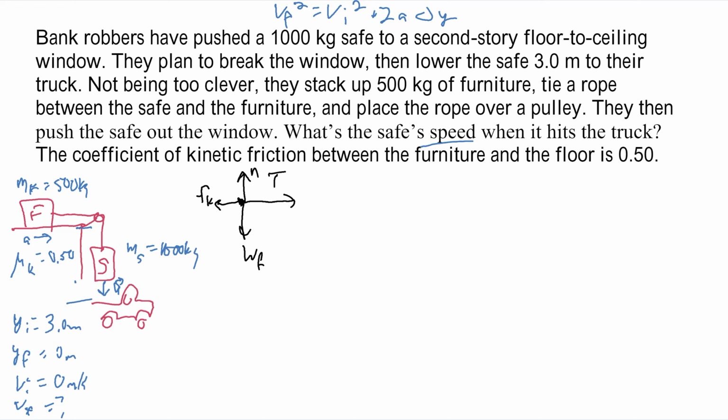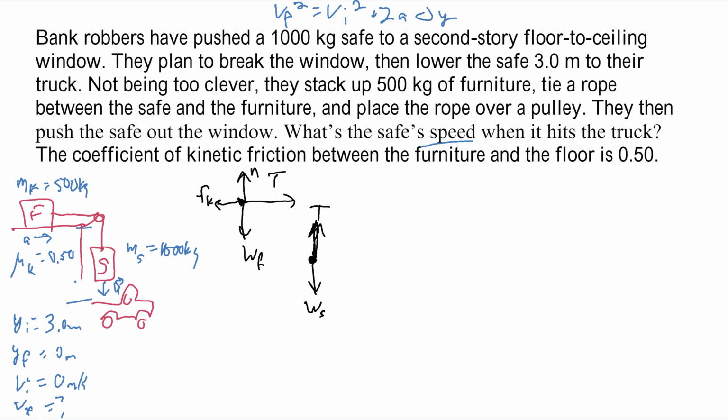Now, for the safe, we have weight down, and we have tension up. And on top, it goes over the pulley. We don't lose anything, so T is the same as T. We're going to have to calculate in the future the pulley's friction? No, we use ideal pulleys all the time. I like that idea.